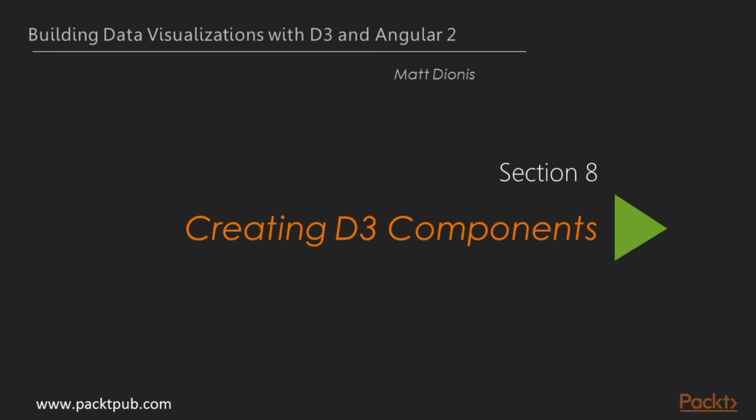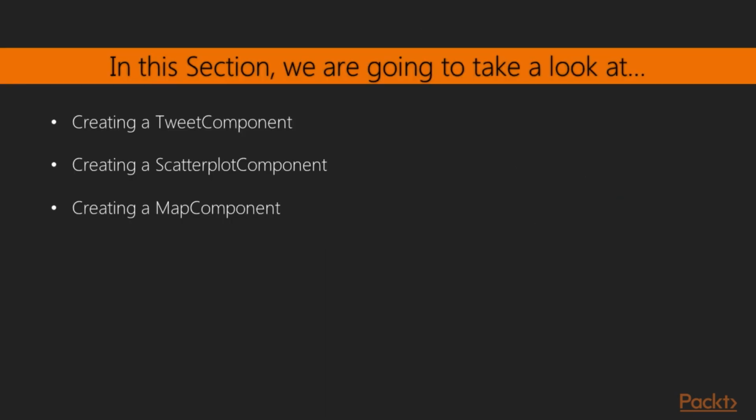Welcome to the section on combining D3 and Angular 2, creating D3 components, where we will be building several flexible Angular 2 components, two of which will make use of D3. First, we will make use of the input decorator while building a tweet component. We will then begin using D3 as we build a scatterplot component. We will continue to use D3 as we build a map component. Finally, we will add some basic interactivity and animations.